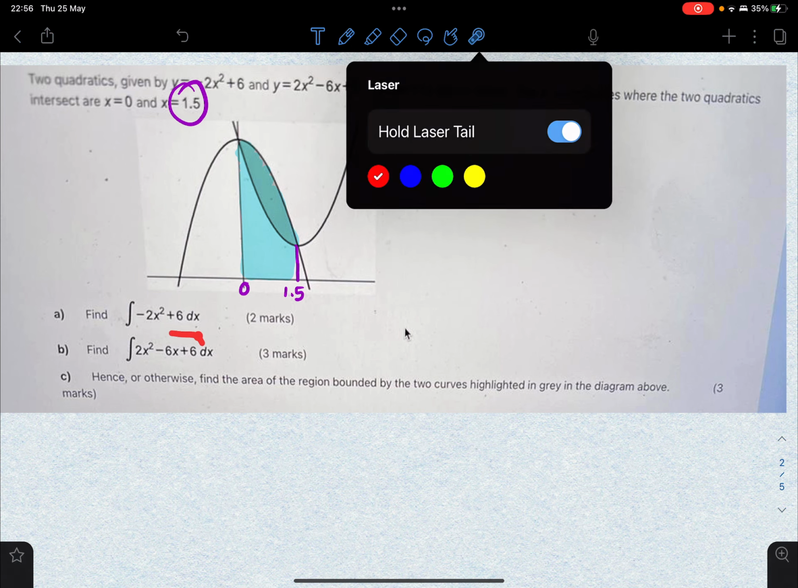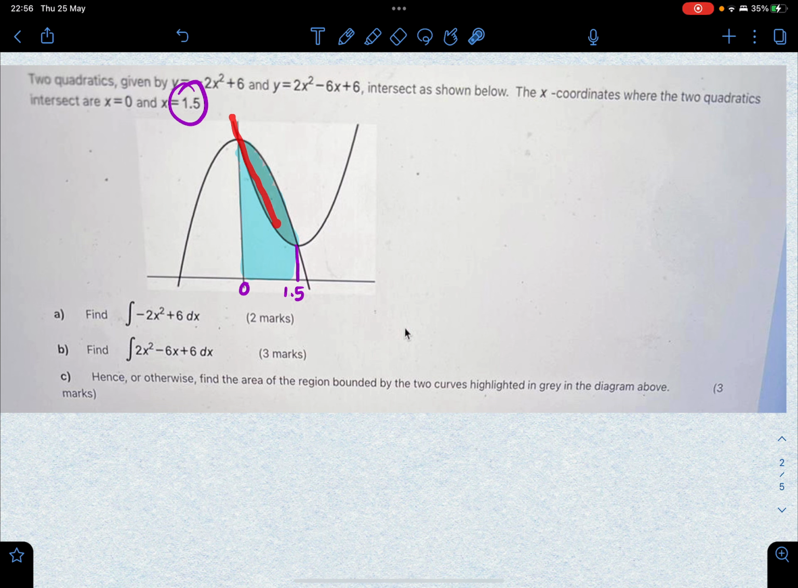And then this second integral is the area under this upward opening parabola, and that's probably going to give you this area here. Okay, so the first integration gives us that area, second integration gives us this area, and if you subtract this second area from the first area, it'll give you the area of the shaded region.